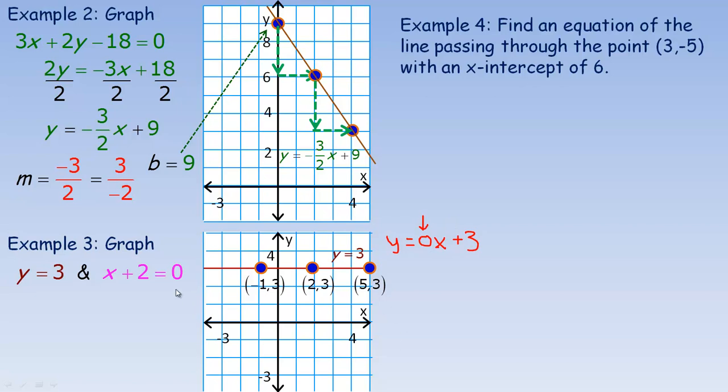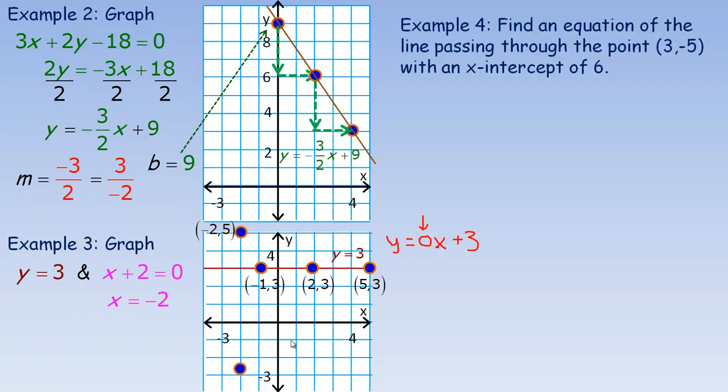Now, x plus 2 equals 0. Let's isolate for x. So we'll bring the 2 over, so x would equal -2. And so x equals -2 is the collection of all the points that have x coordinates of -2. So I'm going to plot a couple points here. So for example, that point right there has an x coordinate of -2. It's -2, 5.